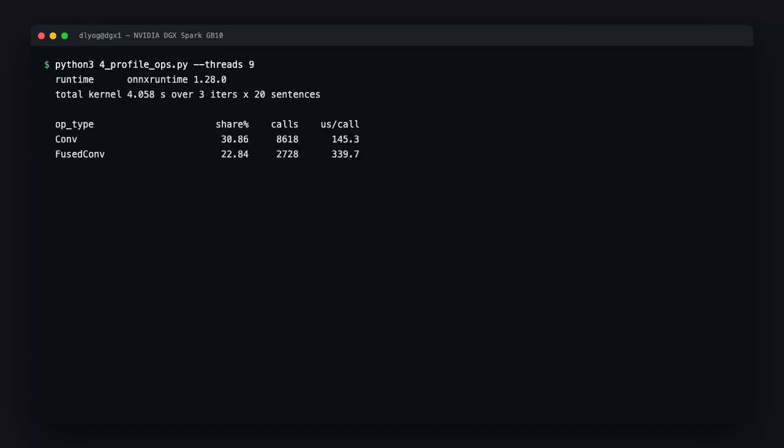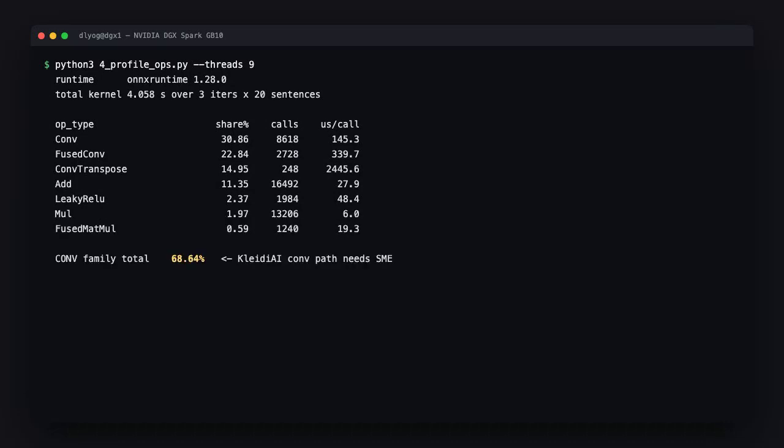kleidiai accelerates matrix multiplication. Here is where this model actually spends its time. About 70% of it is convolution. Matrix multiplication is under 1%, so a perfect, free, infinitely fast matmul would have bought me almost nothing.